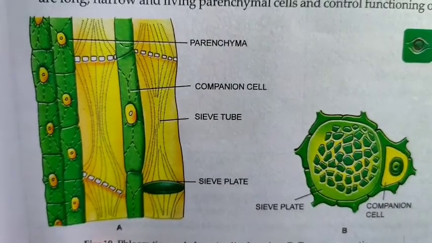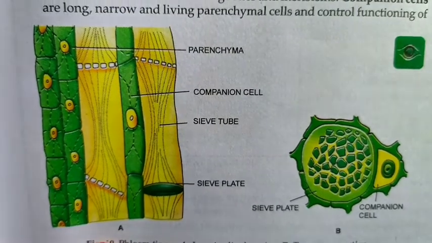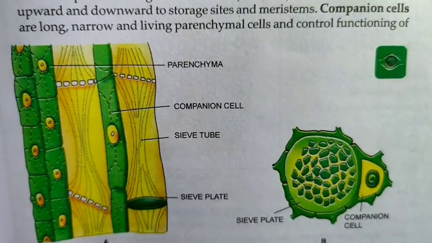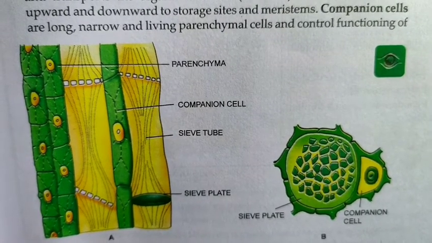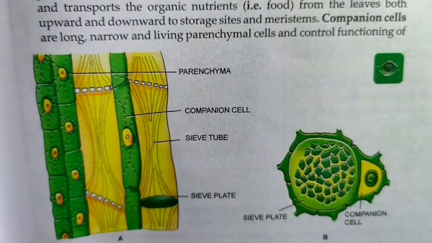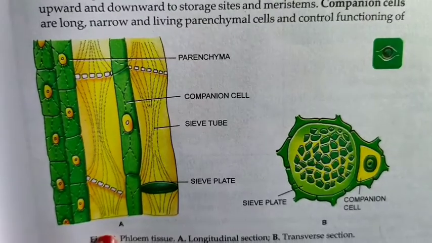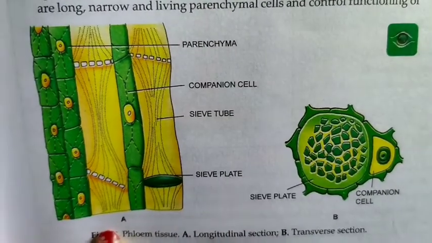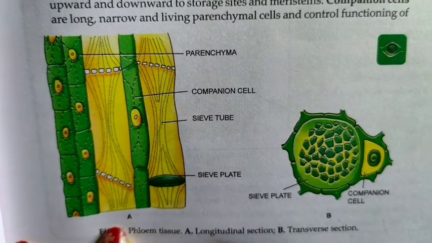Look at the diagram here. Can you see the parenchyma cells? The companion cell lies adjacent to the sieve tube. Now earlier I told you that the end walls of sieve tube are porous in nature. They have small pores. So these end walls can otherwise be called sieve plate.